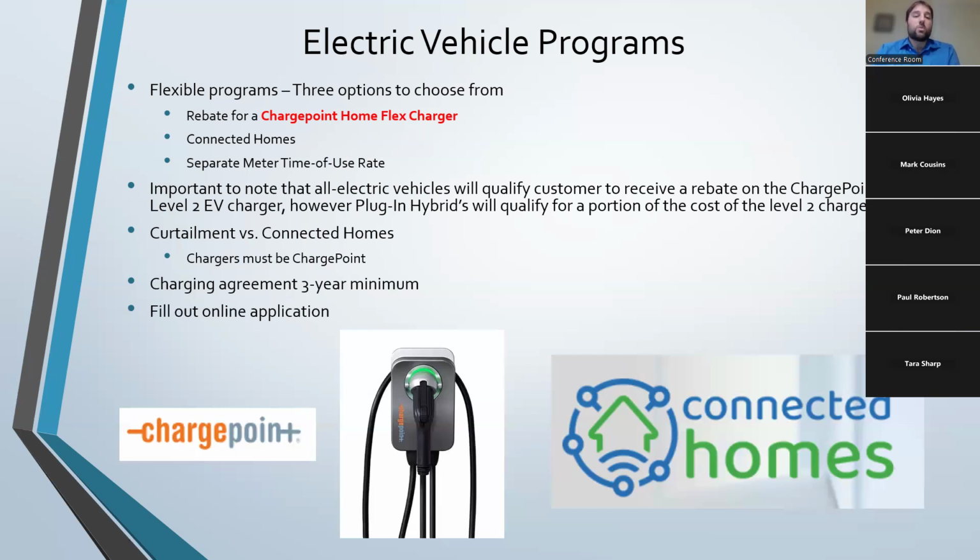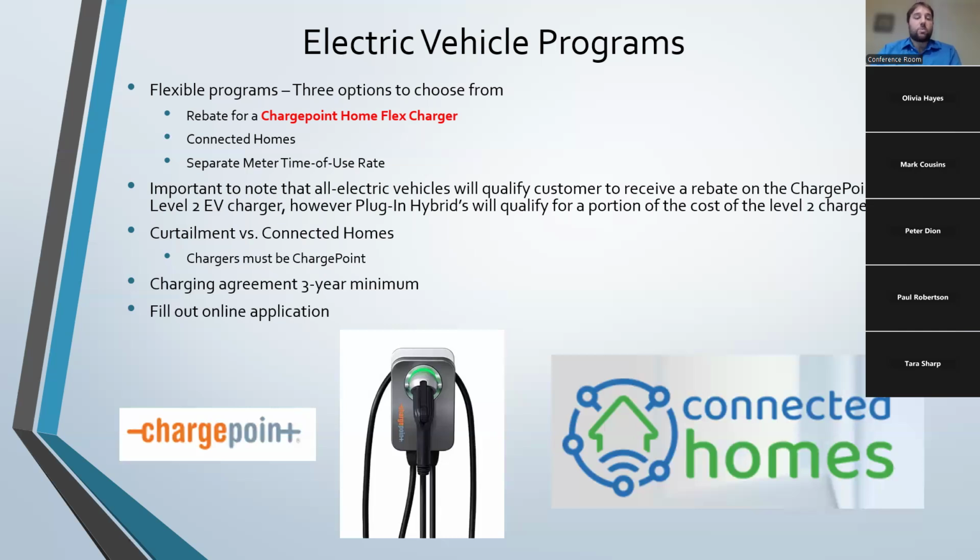With Connected Homes, you can choose to override that command, whereas the 3-year charging agreement is a command that you can't override. With Connected Homes, you have that flexibility to override. And depending on the device that's connected, you get a certain amount of dollars per month. For instance, the thermostat is $5 a month, but the EV charger is 10, I believe. So that's the difference there.